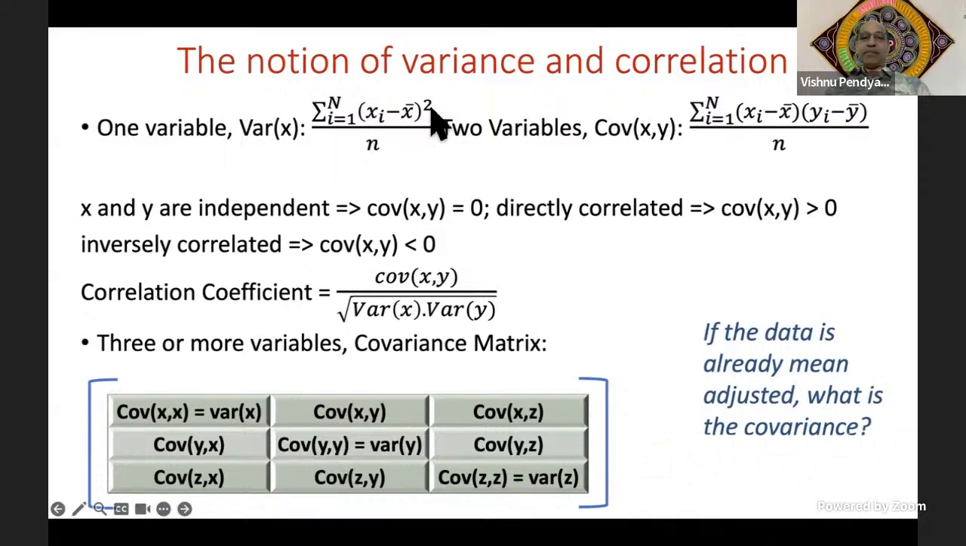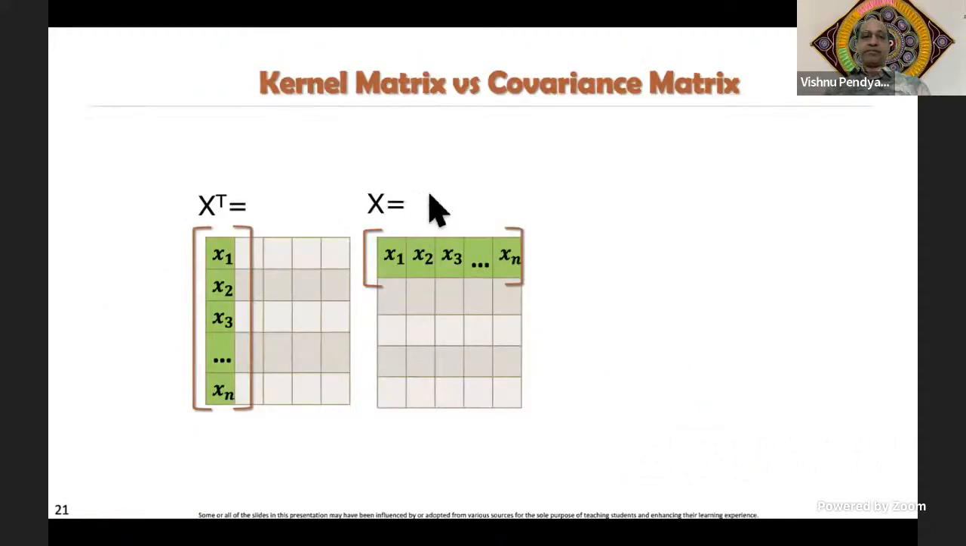So for x, the mean is subtracted from all the data, and for y, the mean is subtracted from all the data. So what is covariance in that case? The covariance is simply the dot product of the features, right? Which are, of course, mean adjusted. The mean adjusted dot product of features is the covariance. So that's a very important point to remember.